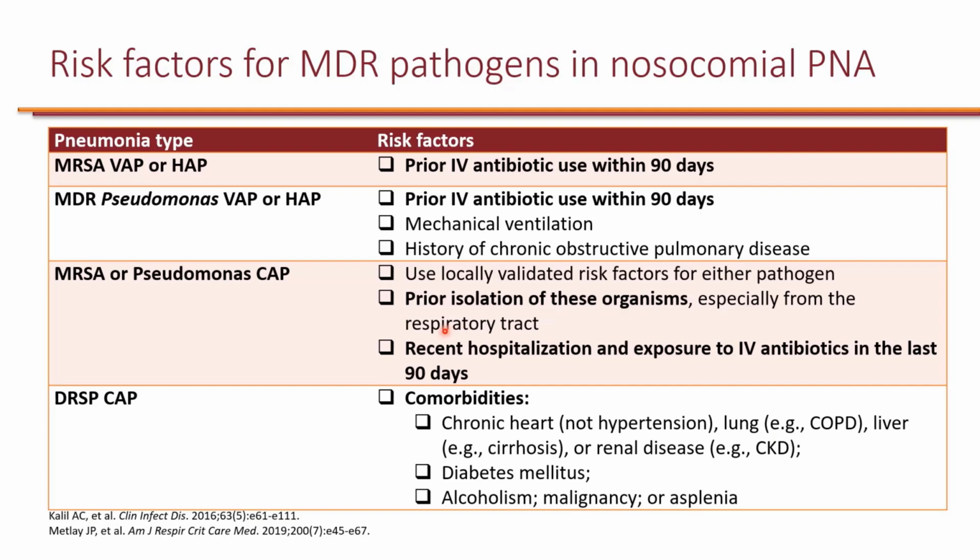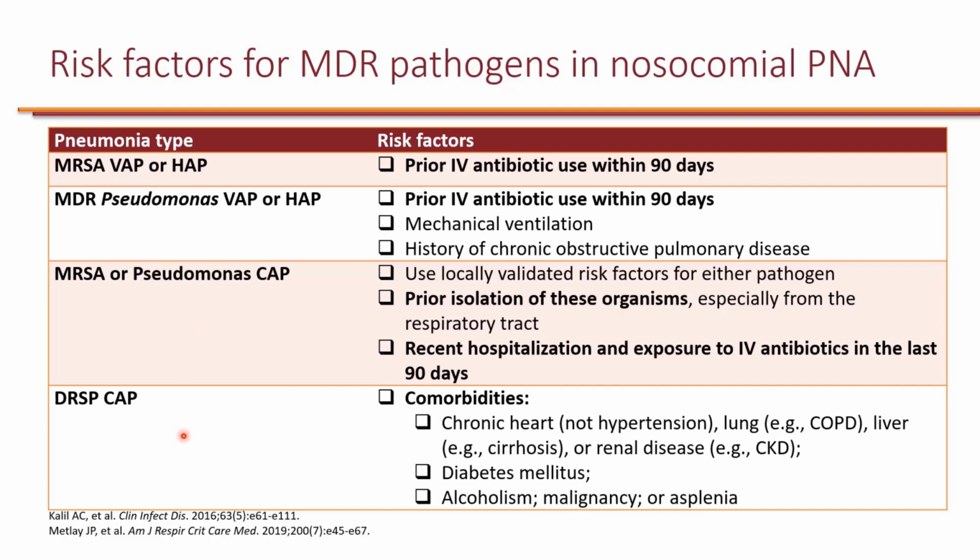So if somebody had a sputum culture in the past that grew Pseudomonas or MRSA, then the next time that patient has CAP, they're more likely to have Pseudomonas or MRSA. Even if it's not a sputum culture. So let's say someone had a urine culture or a blood culture that had MRSA or Pseudomonas, when they get CAP, they're more likely to have MRSA or Pseudomonas.